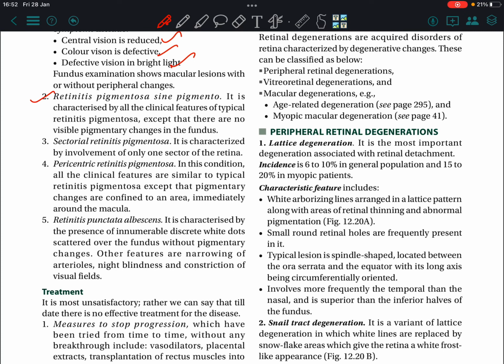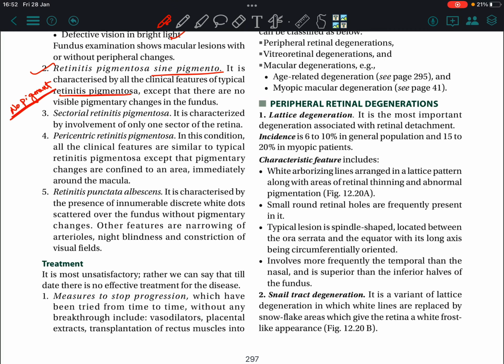Retinitis pigmentosa sine pigmento is characterized by all the clinical features of typical retinitis pigmentosa, except that there are no visible pigmentary changes in the fundus. No black spots, narrowing of arteries, etc. are seen. Sectorial retinitis pigmentosa is characterized by involvement of only one sector of the retina.